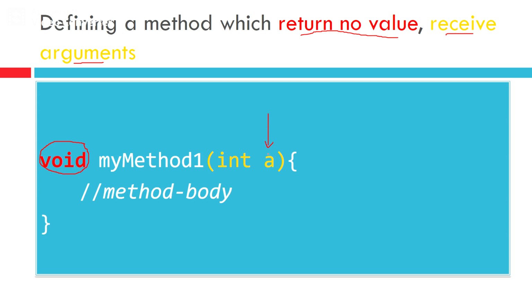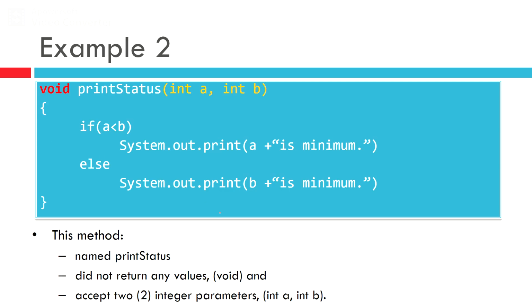So, the name of the parameter is A and the type of the parameter A is integer. Okay, mesti ada data type. Nak mention parameter, mesti ada data type included in the bracket. Okay. Now, method body depends on the task you want to perform. Okay. Let's see the example of question.